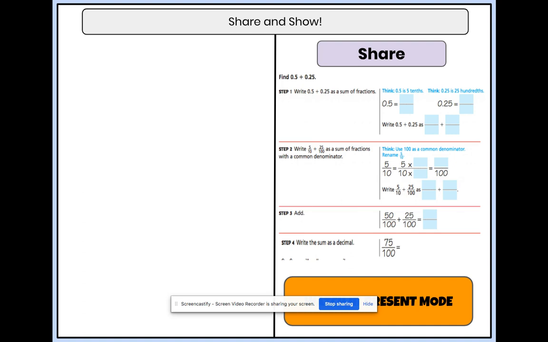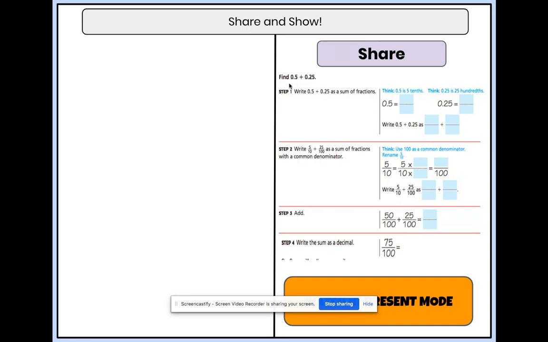In your Edpuzzle video, you were shown how to add fractions with 10 and 100 as your denominators. You were also shown how to add money amounts. In this video, I'm going to show you how to find the sum of a decimal.